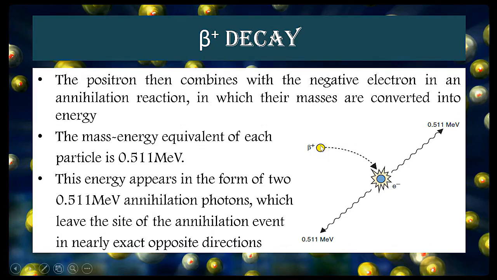The other chance is that this positron will combine with a negative electron, and a process called annihilation occurs. Here the mass energy is converted, in a linear way, into 0.511 mega electron volt each, equally to two sides. So you can see they will exit in nearly opposite directions. A positron will combine with an electron, and the annihilation process occurs, so with equal energy they will travel in opposite directions.